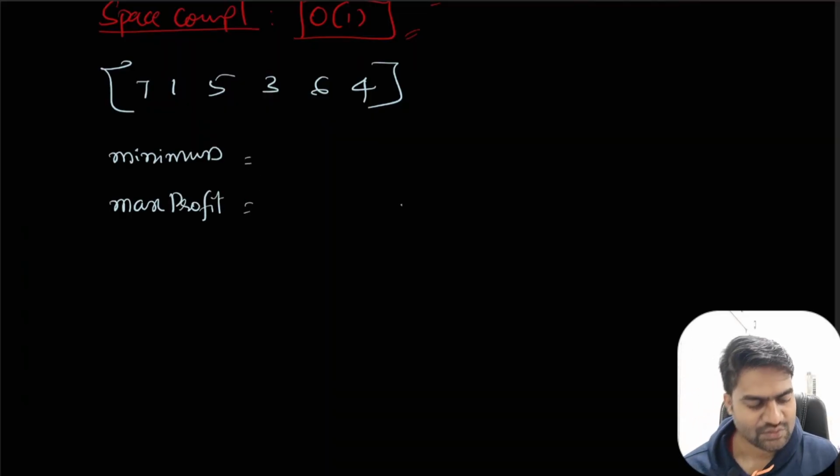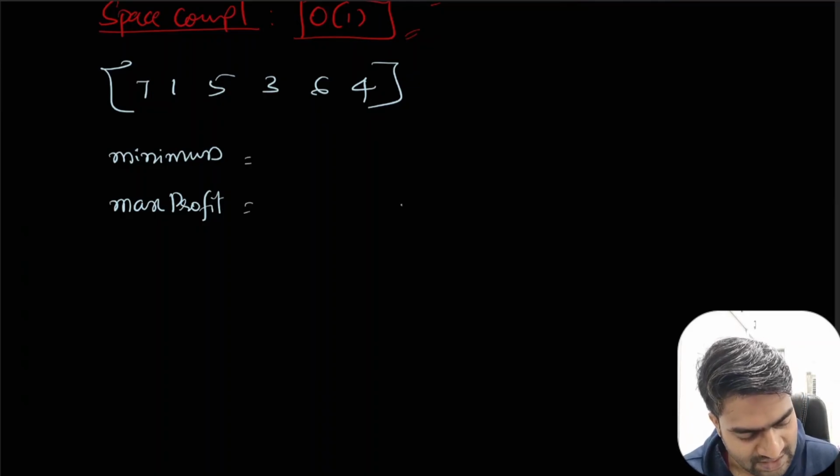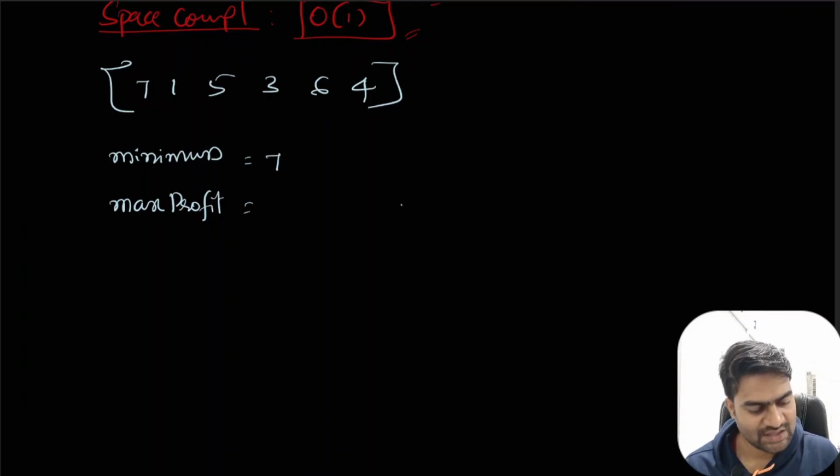Now what will I do? I will consider my minimum value as the first value, which is 7. My maximum profit is 0 initially. Assume we are starting at the first value, so that will be the minimum possible value until that day and there won't be any profit. So I can only buy with this particular minimum value. Next, I will start with the next value. If I have bought it on day 1, then I can sell it on day 2.